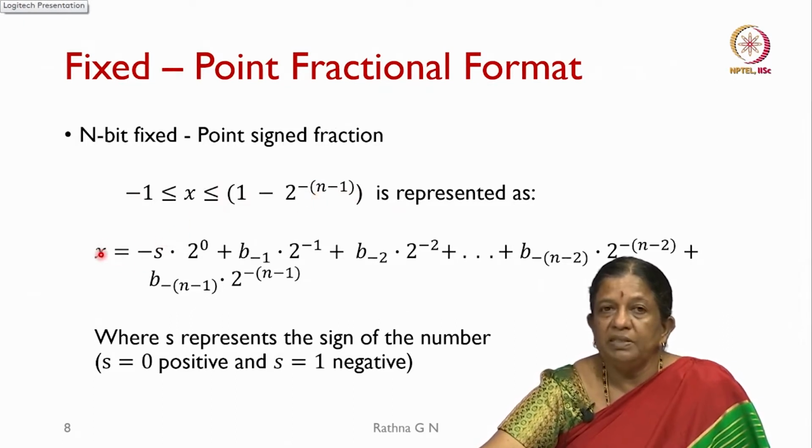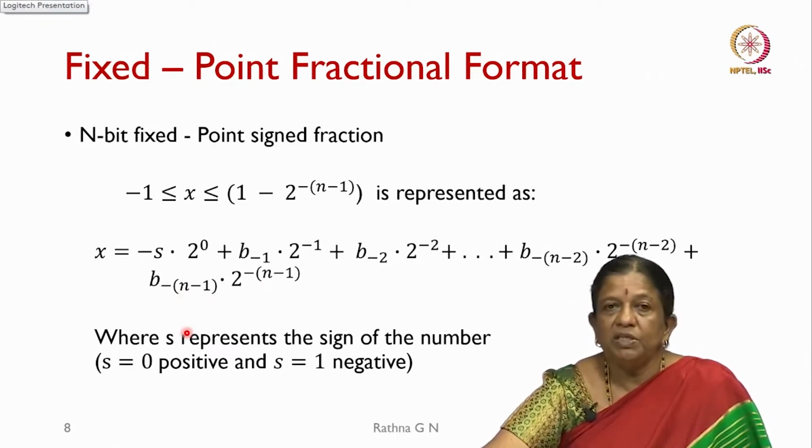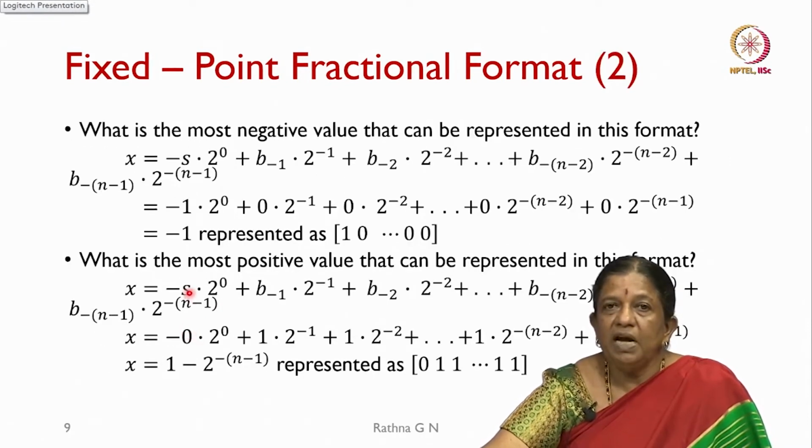If I represent this in the open format, x will be minus s into 2 power 0 plus b minus 1 into 2 power minus 1, b minus 2 into 2 power minus 2, and so on, and then the last term will be represented as b minus n minus 1 into 2 power minus n minus 1. Here again s represents the sign of the number. If it is equal to 0, it is positive, and if it is equal to 1, it is a negative number. So, we will see how a fractional format can be represented.